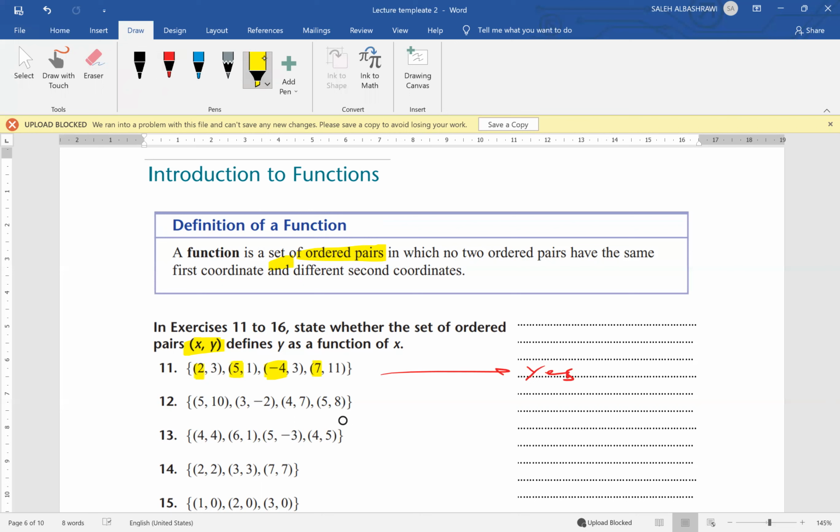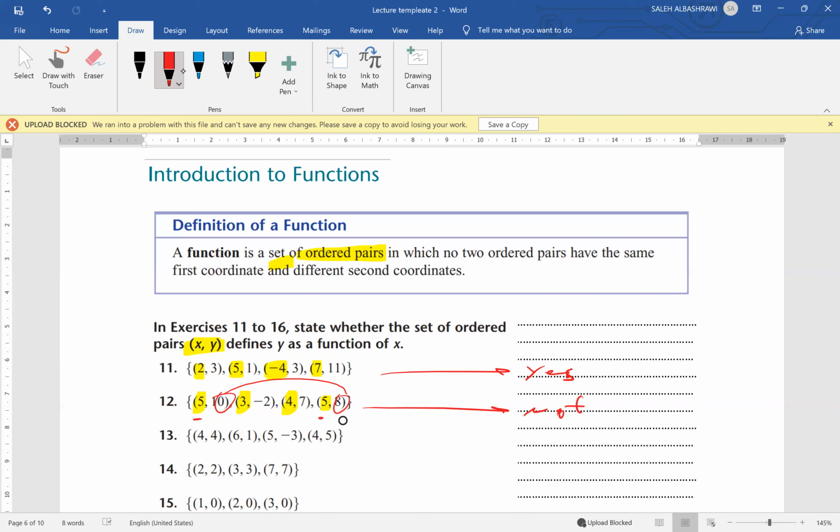For the second one, I have (5, 10), (3, -2), (4, 7), and (5, 8). We need to check the first coordinates only. Two ordered pairs have the same first coordinate, so I need to check the second coordinate. If the first coordinate is repeated and the second coordinates are different, then this is not a function. So this one is not a function; it doesn't define y as a function of x.